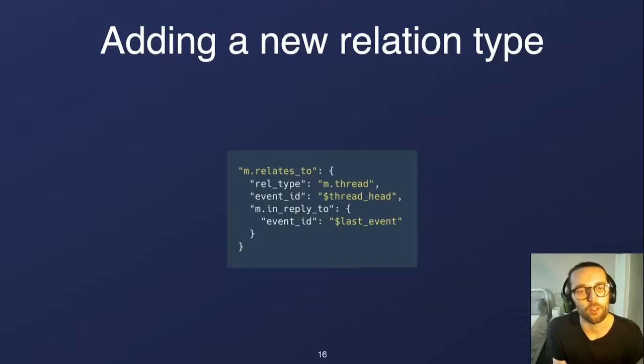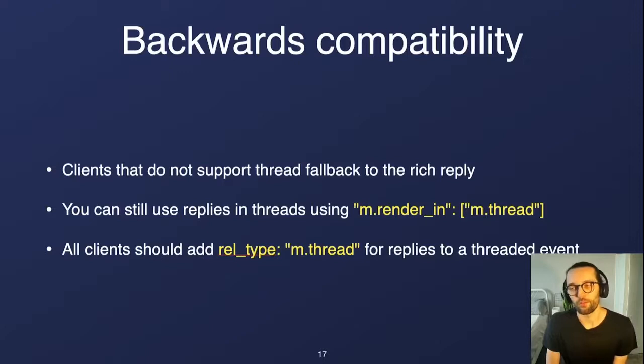We say m.relates_to with rel_type of m.thread, and an event ID that targets the root message of that thread. And you'll notice right below that we have m.in_reply_to with an event ID that targets the last event. This is very important for backwards compatibility. As I mentioned before in the threads as room slides, we want people using clients that do not support threads to have a coherent experience, for them to be able to read a conversation even if they don't have that feature available. And this is why we have built that thread fallback using the rich replies.